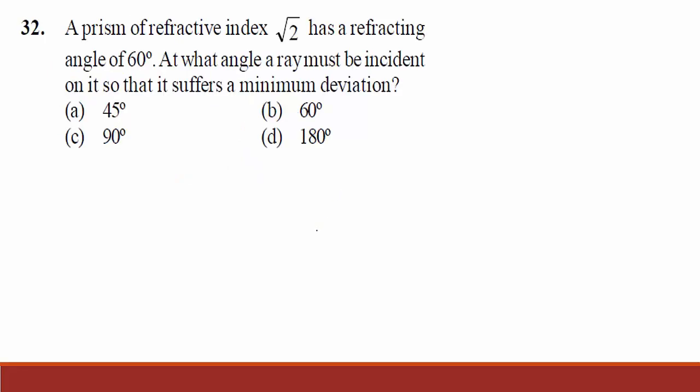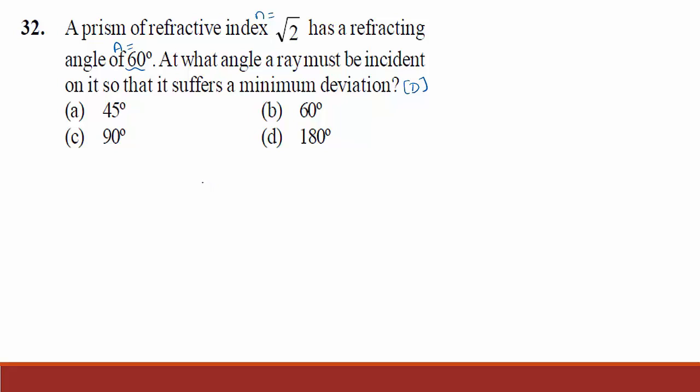A prism of refractive index root 2 has a refracting angle of 60 degree. At what angle must a ray be incident on it so that it suffers minimum deviation? So minimum deviation is denoted by D. Refractive index is given, n equal to root 2. Refracting angle means the angle of prism is given, A equal to 60 degree.